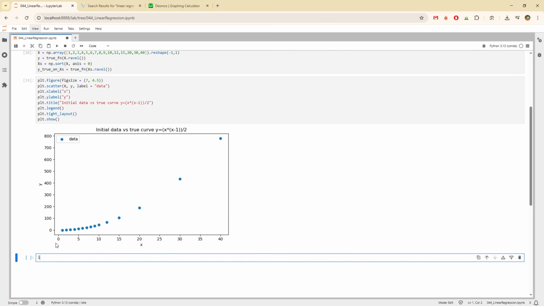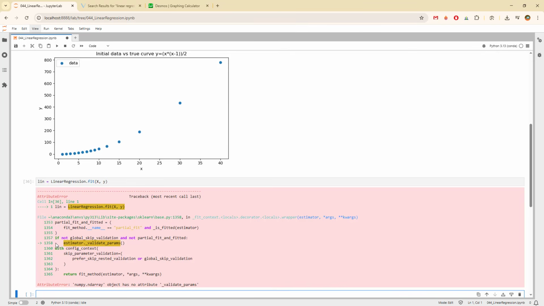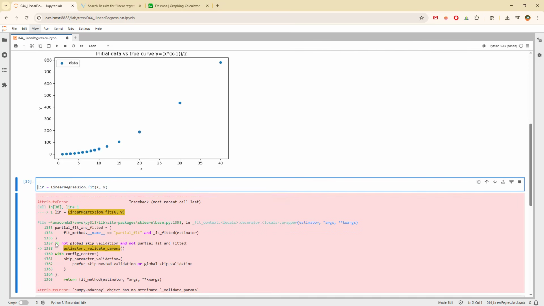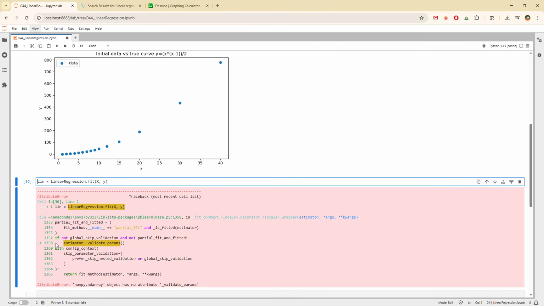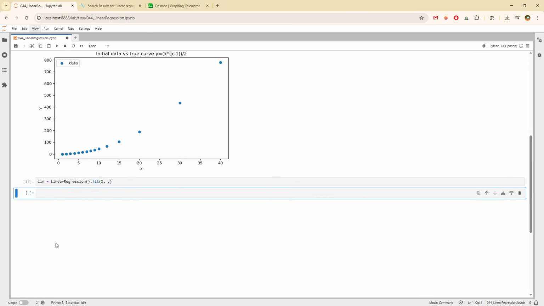Or in other words, let's see. So linear regression dot fit, and it's going to fit between the X and the Y. Now, linear regression is a function, and we're going to code this function and we're going to code the fit like this.